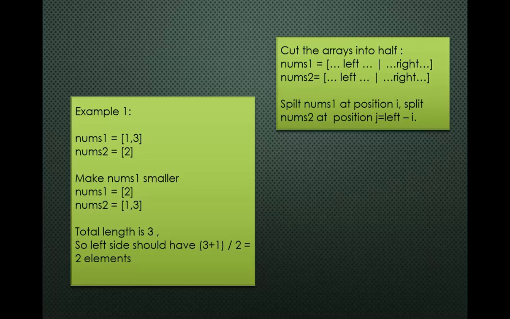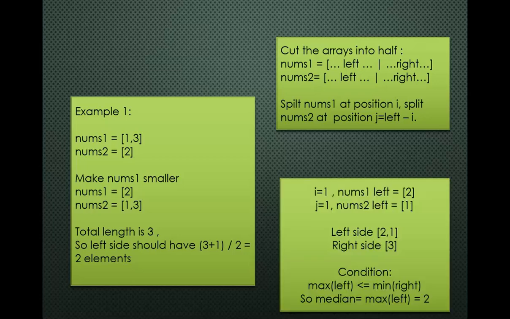How should the arrays be cut? nums1 should have a left and right side, nums2 should have a left and right side. Split nums1 at position i, nums2 at position j. j will be equal to left minus i remaining. So i equal to 1, nums1 left will be 2. j equal to 1, nums2 left will be 1. So the left side will be 2, 1, and the right side will be 3.